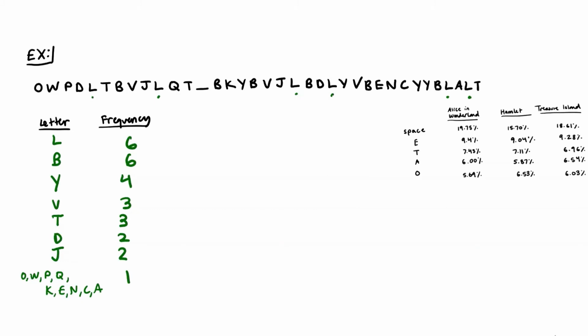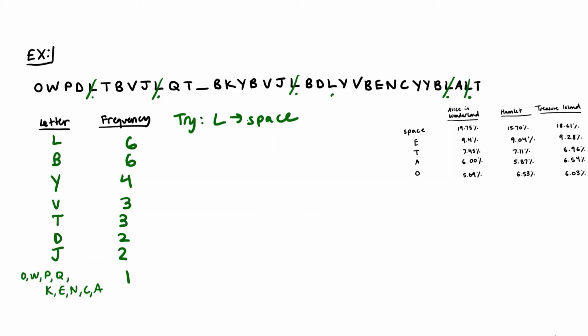Since we have L and B as our highest frequencies, L and B could either be space or E. So let's try L is space. If L is space, we have to substitute all these L's for spaces. So this would be a space, this would be a space, this would be a space, this would be a space, and this would be a space.